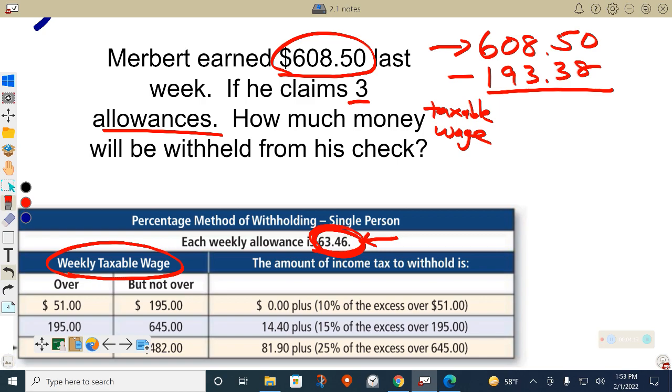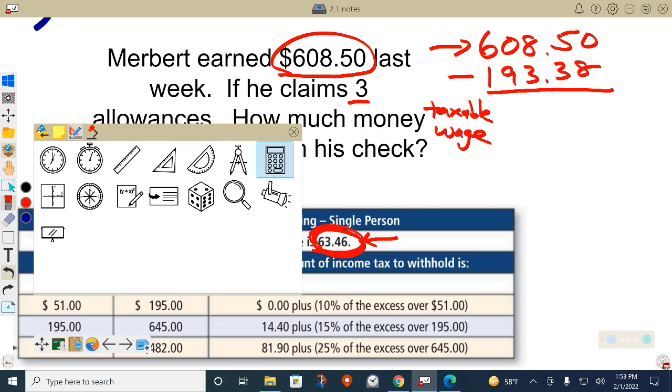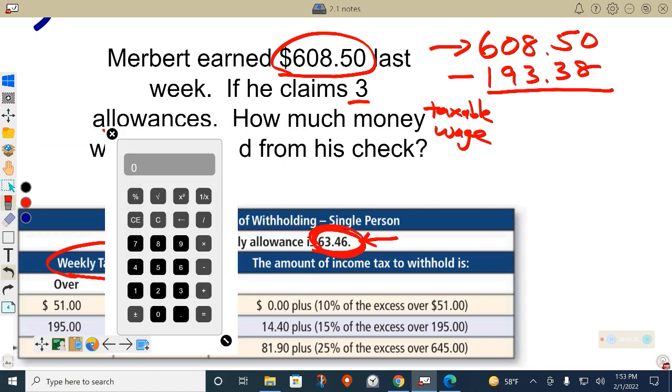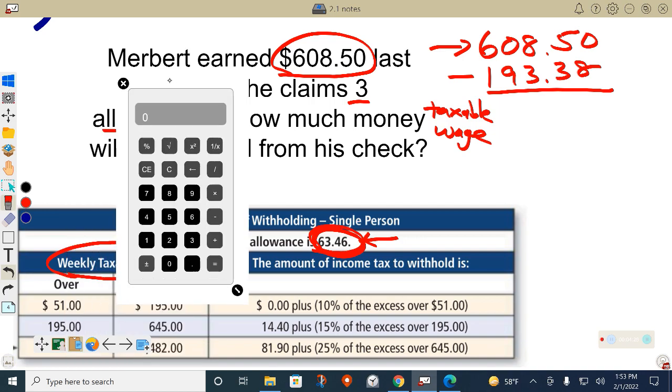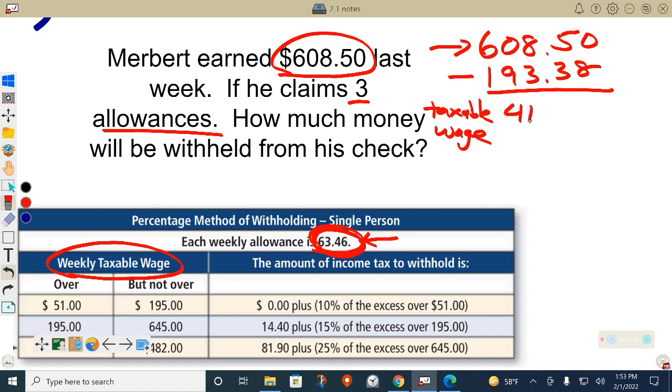Let's see, $608.50 minus 193.38. Calculator time. All right, 608.50 minus 193.38. 415.12. Look at it. This is his taxable wage, ladies and gents, right here. The 415.12. That's what the government's going to tax him on. How much are they going to tax him?